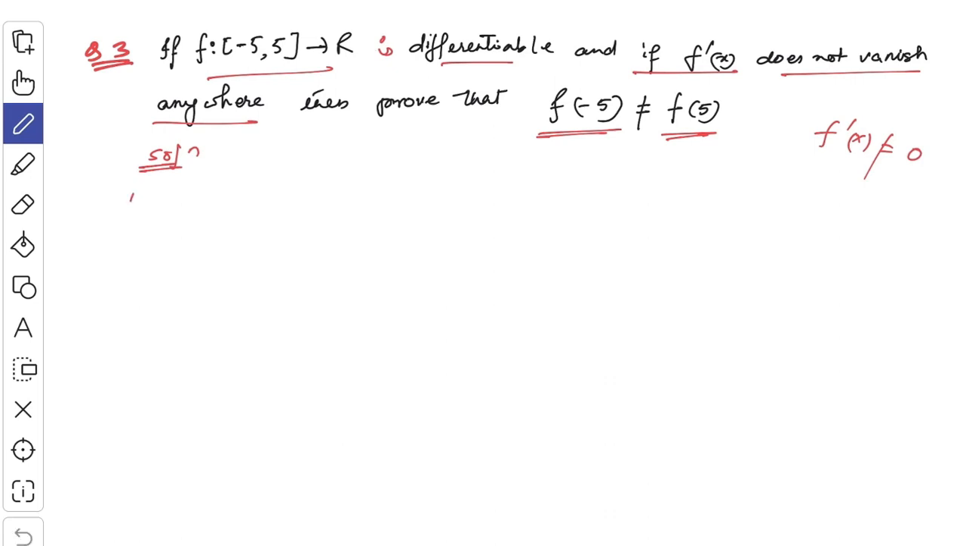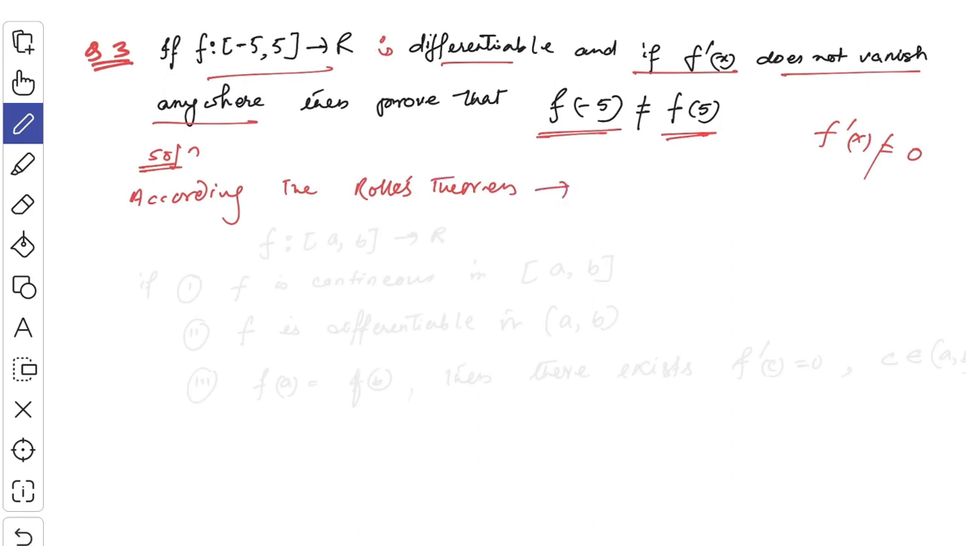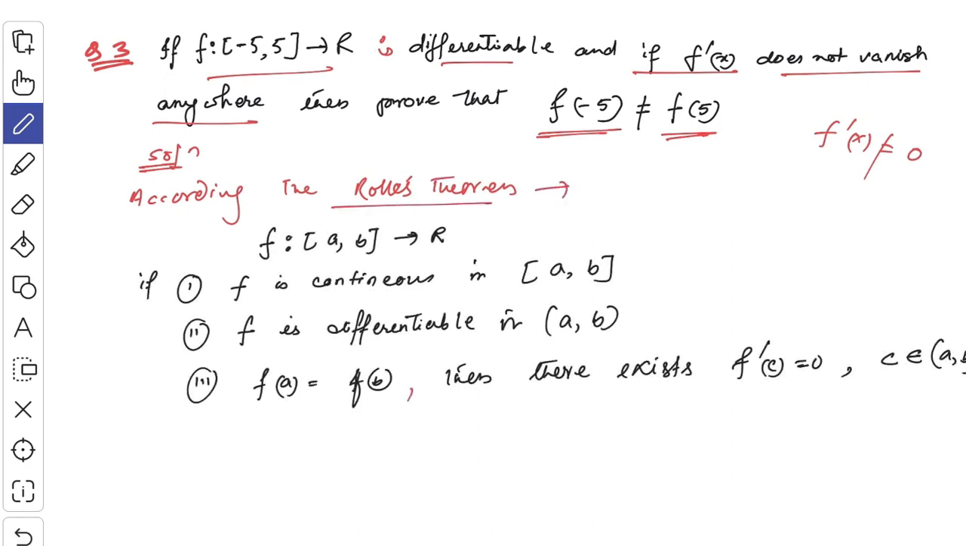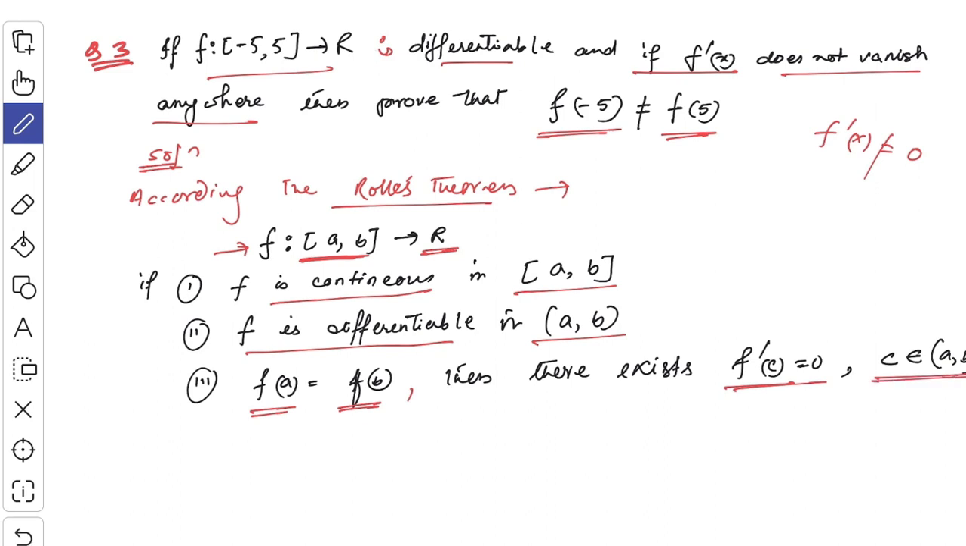Now according to Rolle's theorem, so what was the Rolle's theorem? Let me write it. So according to this Rolle's theorem, if f is a function in the domain closed interval a to b and range is R, then if f is continuous in this closed interval and f is differentiable in this open interval a to b, and also if f of a is equal to f of b, then there must exist f dash c is equal to 0 for c belongs to open interval a to b.